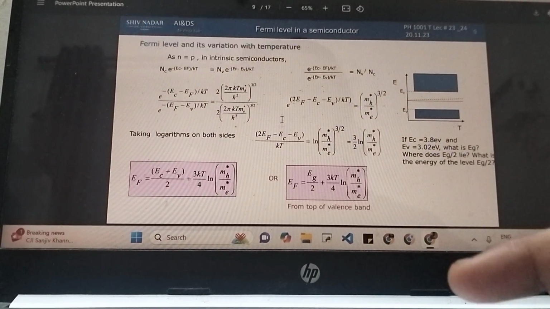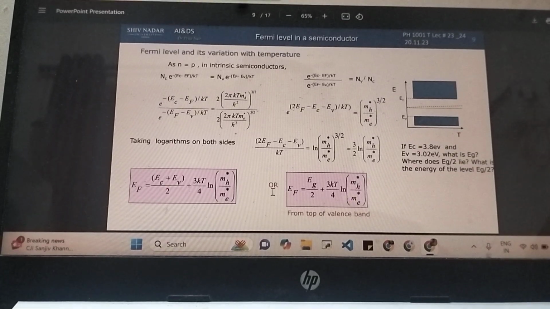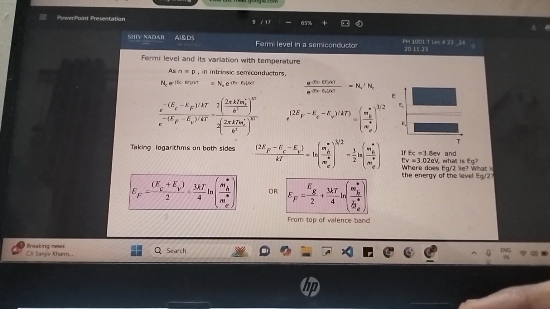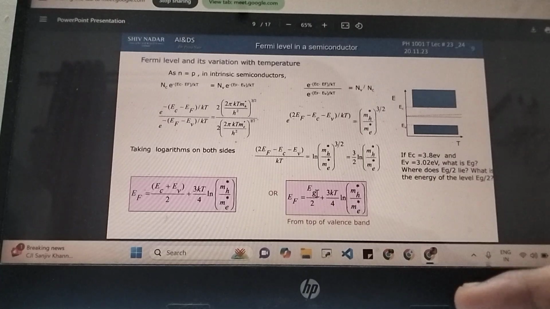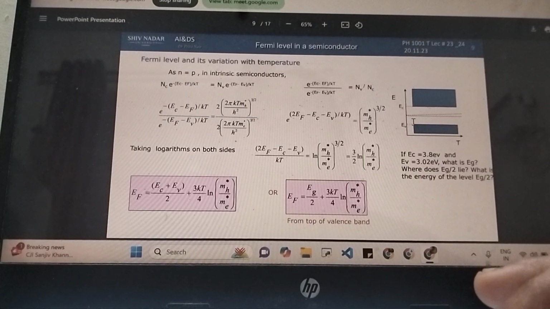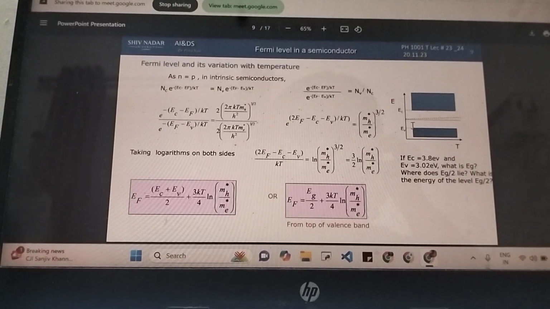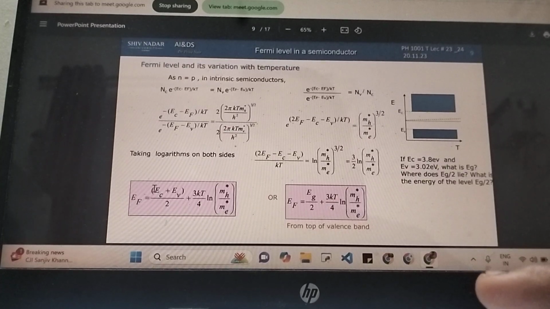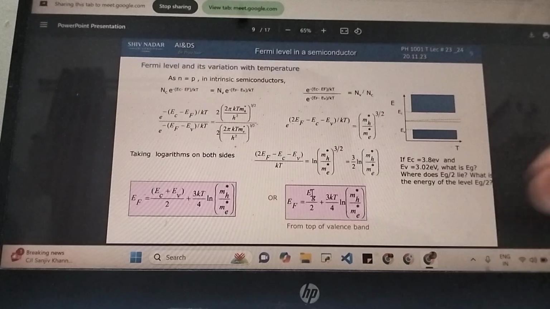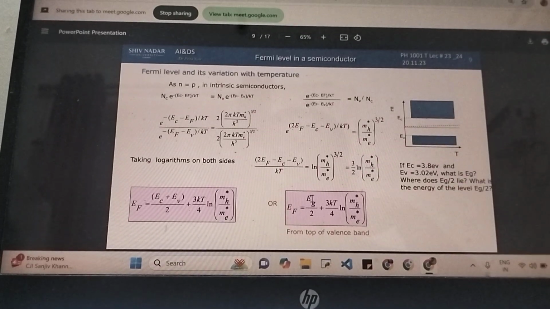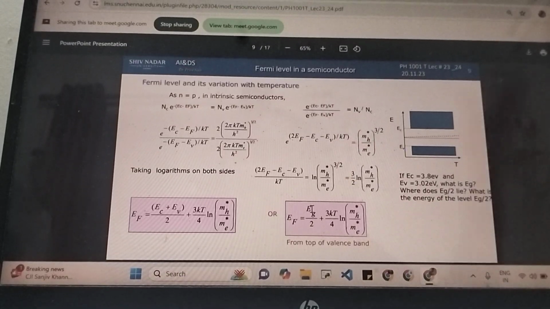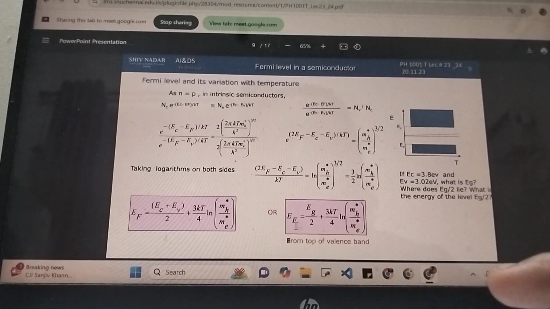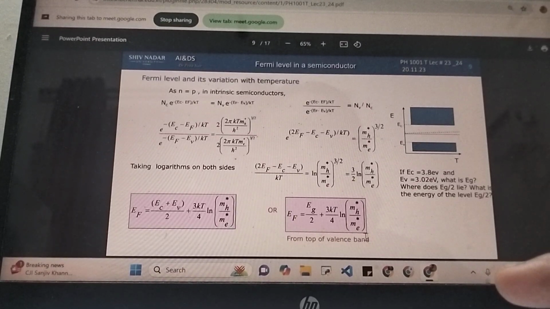And there is one more important insight, or rather another way of expressing EF, which is Eg by 2 plus 3kT by 4 ln (mh star by me star), where Eg is the energy gap, which is EC minus EV. Now when people look at this expression for the first time, they get confused, because everything else is the same. I have replaced EC plus EV with Eg, but I am telling you Eg is equal to EC minus EV. So people will be like, how can EC plus EV be equal to EC minus EV? That's a question a lot of people have, and the answer is this is applicable only with respect to the top of the valence band.